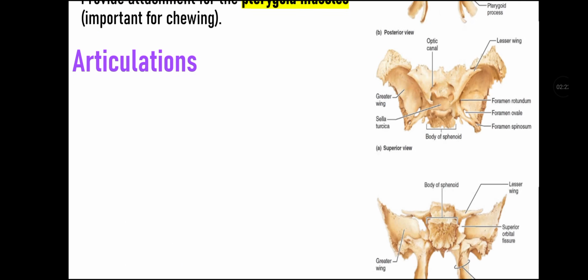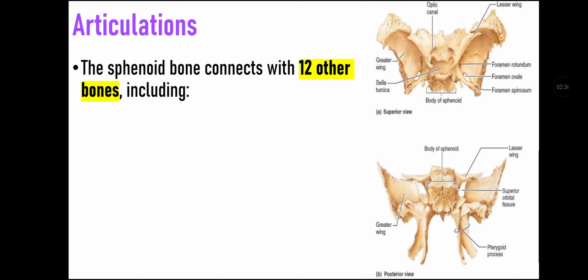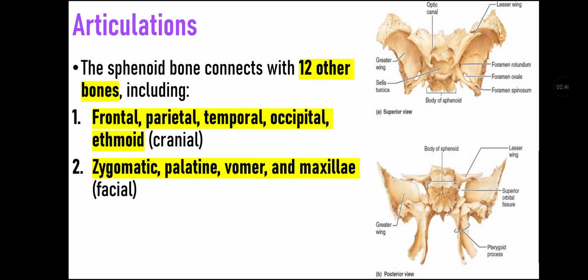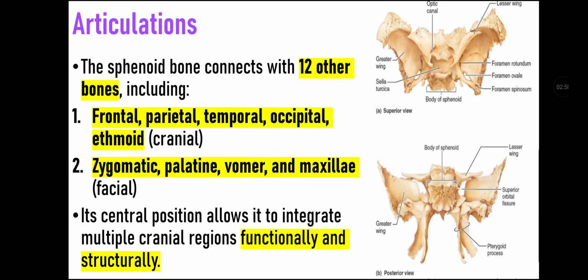Now let's talk about articulation of sphenoid bone. As we already said, this bone articulates with almost every cranial bone, and that's the reason it is also called keystone bone. So it connects with 12 other bones that include frontal bone, parietal bone, temporal bone, occipital bone, and ethmoid bone, that are cranial bones, and it also articulates with the facial bones that are zygomatic bone, palatine bone, vomer, and maxilla. Its central position allows it to integrate multiple cranial regions functionally and structurally.